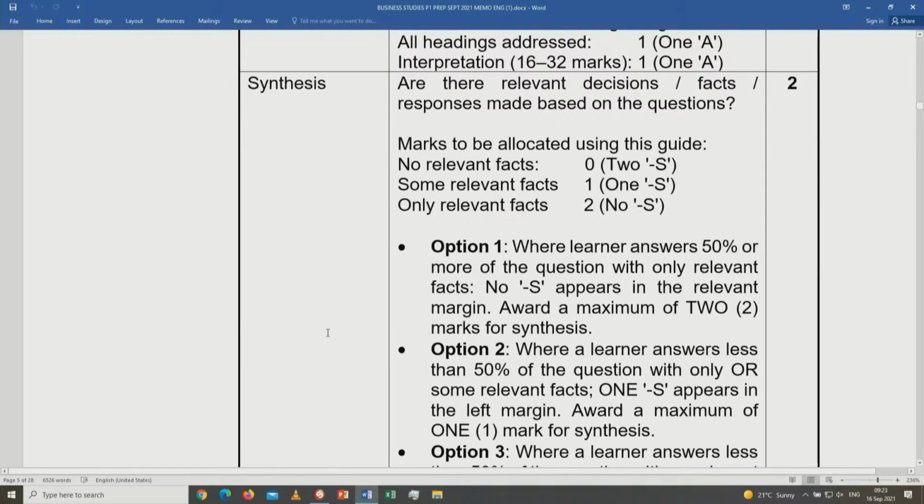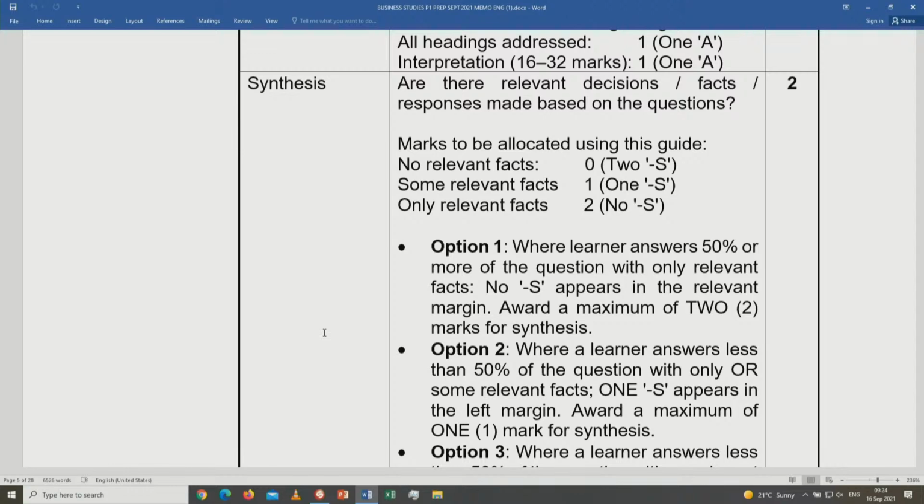And then synthesis, it's all about relevancy. And here we are using negative marking. For example, we presume that whatever the learner has discussed is relevant. And if that is the case, that learner will get 2 marks. But every time the learner brings anything irrelevant, then we say minus S.